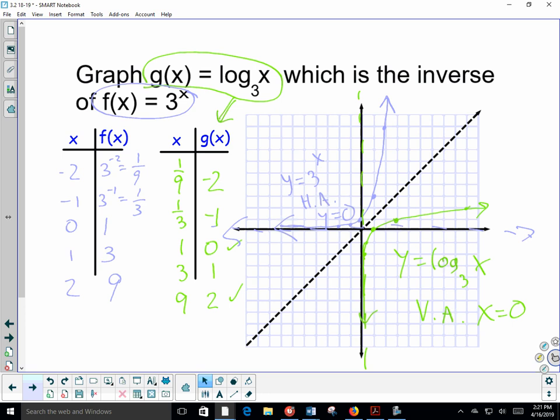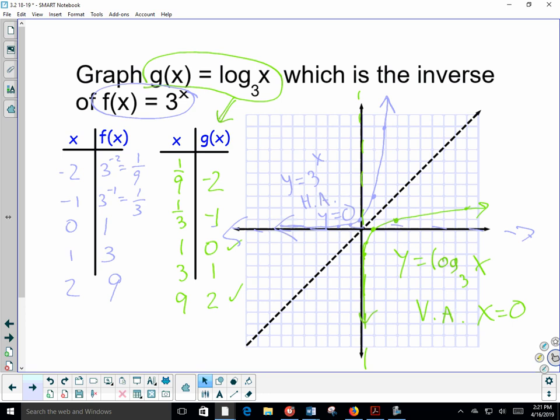Chris? So the vertical asymptote of the exponential and the horizontal asymptote of the log are going to be the same? They're going to be like inverses too. The horizontal asymptote for an exponential function is going to be y equals some number, and the vertical asymptote for a logarithmic function is going to be x equals something.